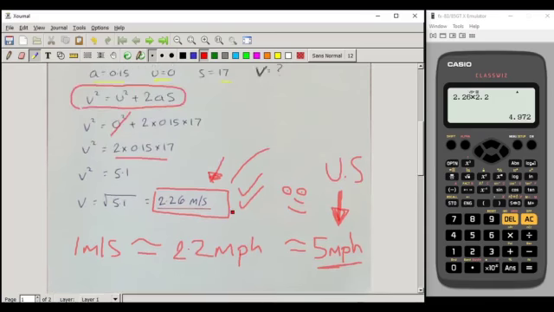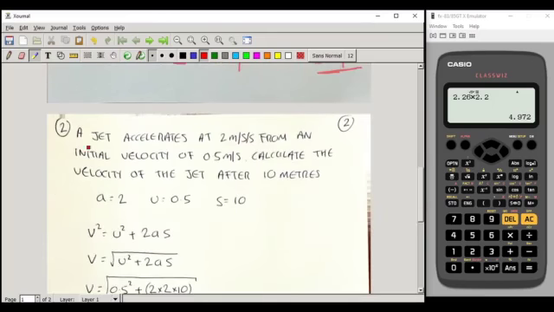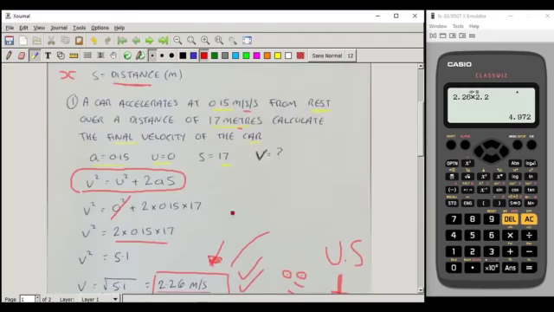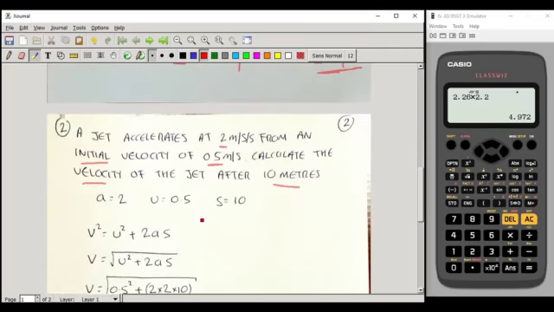So, number 2, a jet accelerates at 2 meters per second squared from an initial velocity of 0.5 meters per second. Calculate the velocity of the jet after 10 meters. Same formula. A is 2, U is 0.5, and S is 10.